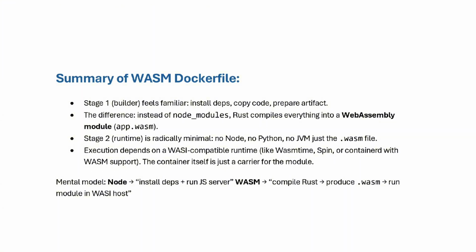So the mental model would be: Node installs dependencies plus a runtime JS server. In WASM it is compiling the Rust that produces .wasm. Then we run the module in the WASM host. That was about the WASM Dockerfile and comparing it with the Node.js Dockerfile approach.